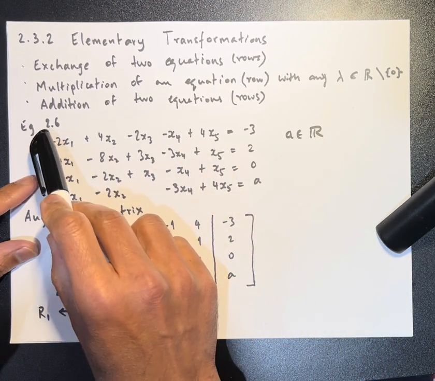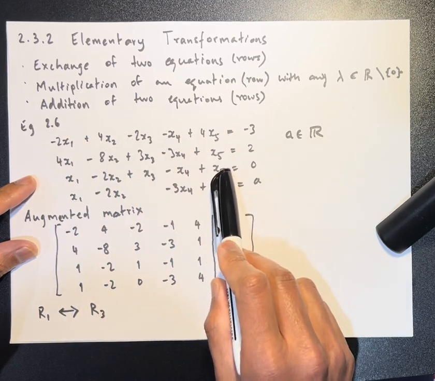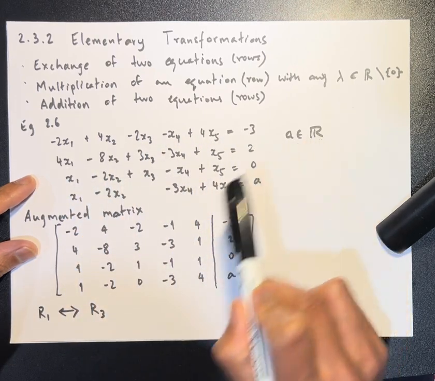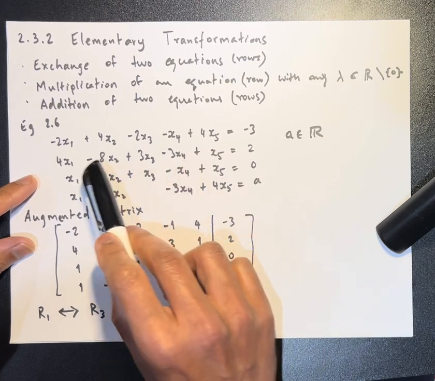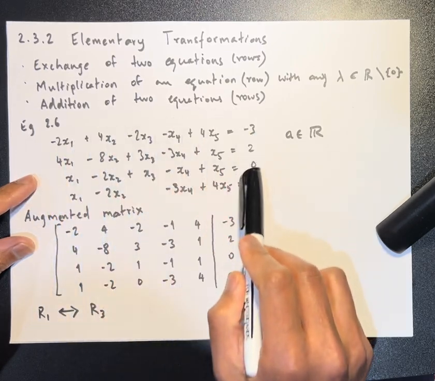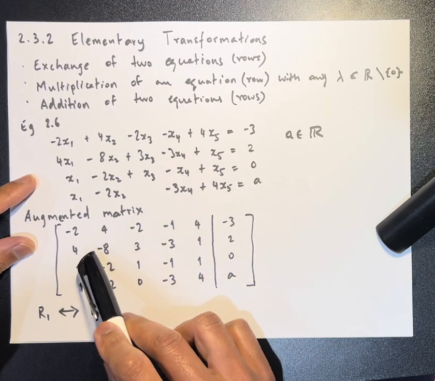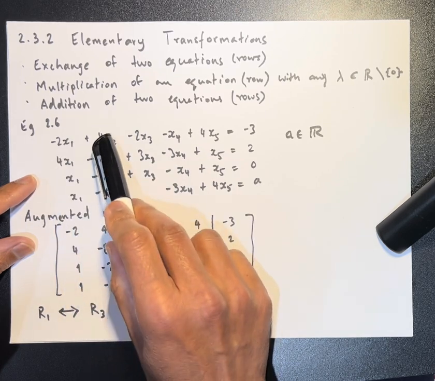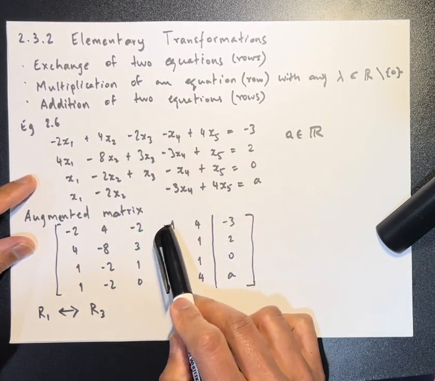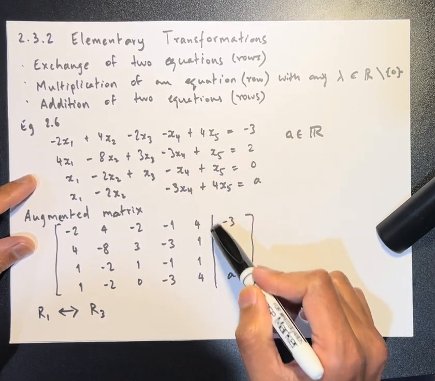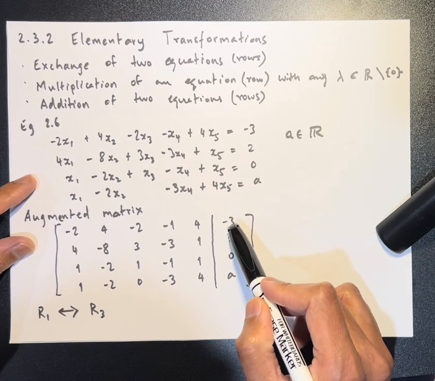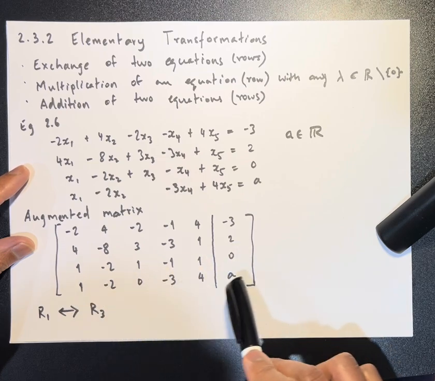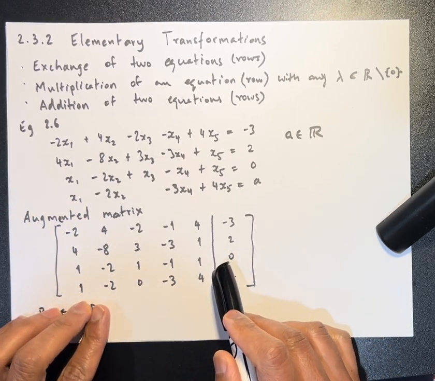Okay, so this is example 2.6. There are 4 equations and 5 unknowns, x1 to x5, and these are the 4 equations, and this a is some real number. What we can do is take this system of linear equations and write it in augmented matrix form, where we only take the coefficients and write them down here. So this -2 is the coefficient of x1, then the 4, -2, and this -1 comes here, 4, and for the right hand side we just put this vertical line and write them down here, -3. Similarly we have done this for the other 3 equations, and we got this matrix, which is known as the augmented matrix.